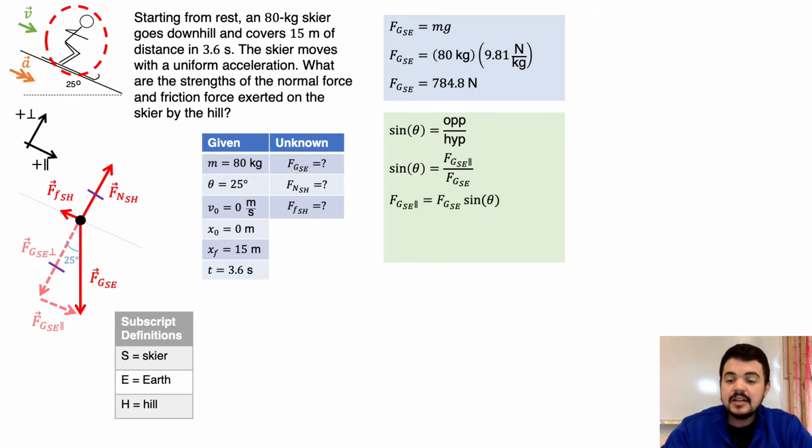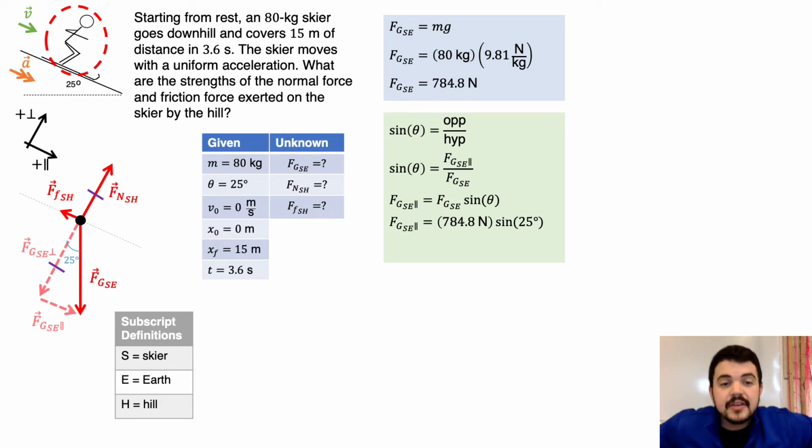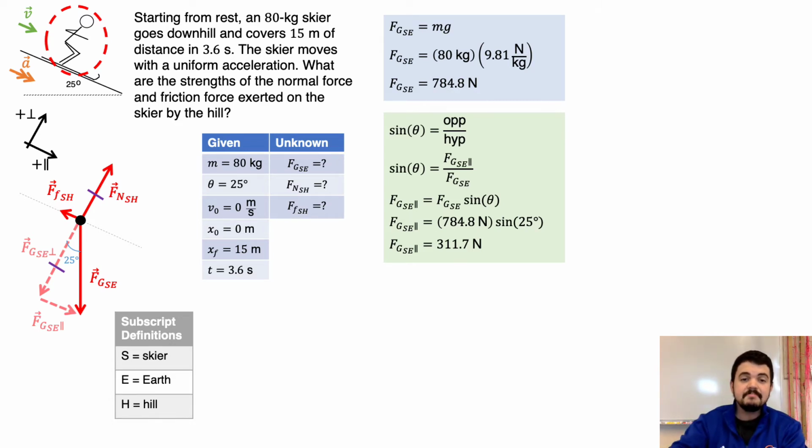After we've translated into physics, we are going to rearrange that equation so that the unknown, the parallel component of gravity, is by itself on one side of the equal sign, and everything else is on the other side. We did that by multiplying each side of the equation by the full gravitational force exerted on the skier by the Earth. When we plug in numbers, the gravitational force on the skier by the Earth is 784.8 newtons, the angle theta is 25 degrees, and plugging all that into a calculator, you find that the parallel component of the gravitational force must be 311.7 newtons.